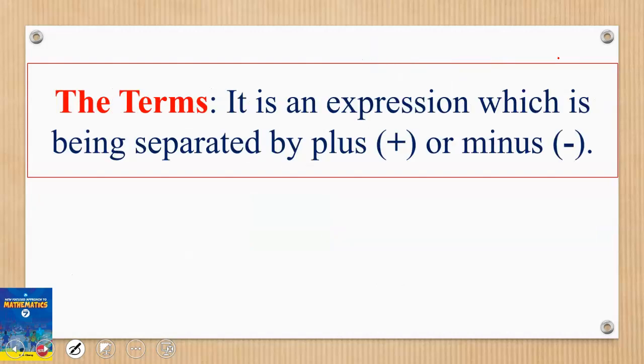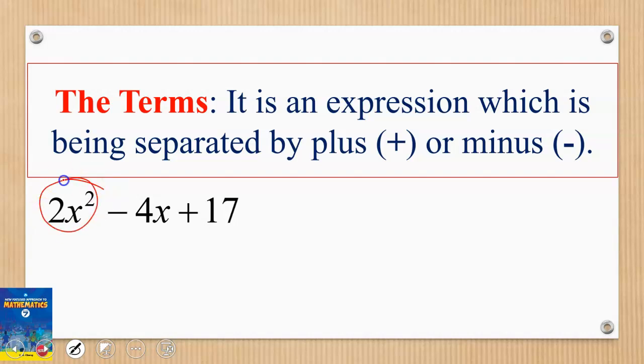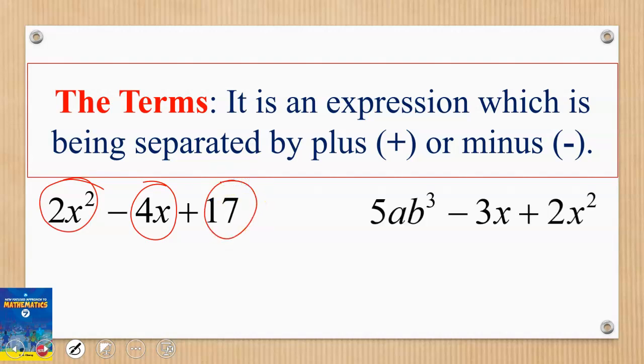Then we have the word terms. A term is an expression which is separated by either a plus or minus symbol. So for example, if I write 2x squared minus 4x plus 17, here I've written 3 different terms. I have a term called 2x squared, a term called 4x, and a term called 17. Here again, I have 3 terms, because each of them is separated by plus or minus.